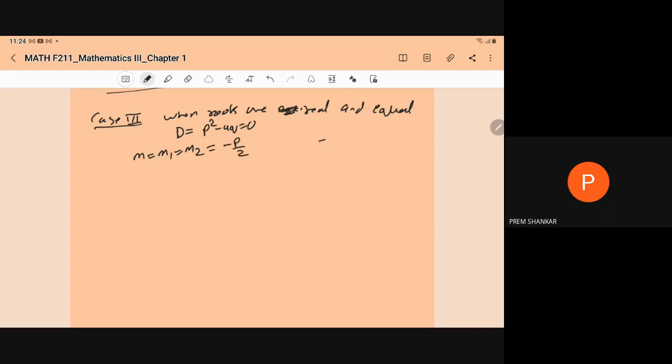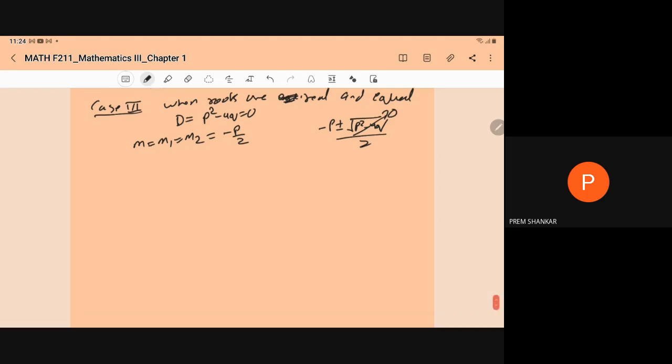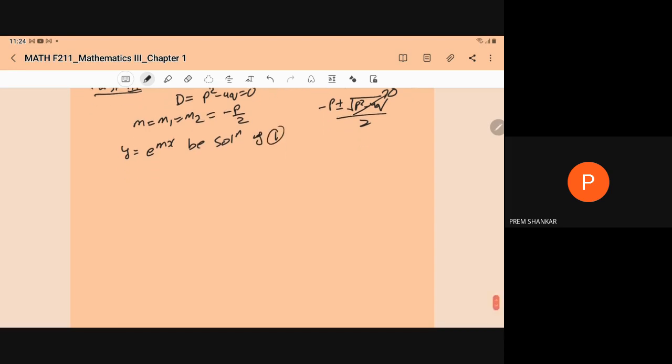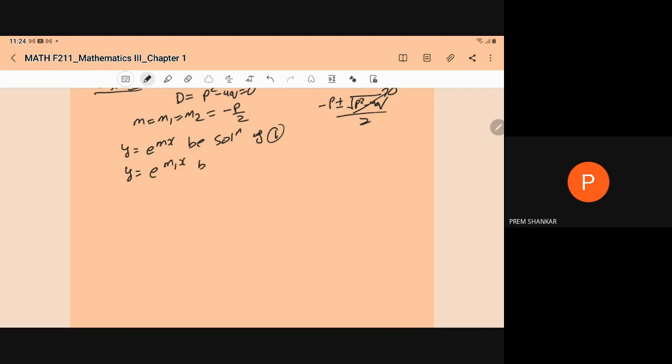We have the root minus p plus minus square root of p square minus 4q upon 2. So that is equal to 0, the discriminant is equal to 0. So here we have m1 is equal to m2 is equal to minus p by 2. And we know that y is equal to what? e to power mx is a solution of the first. So y is equal to e to power m1 x is a solution of the first. So you will get only one solution.